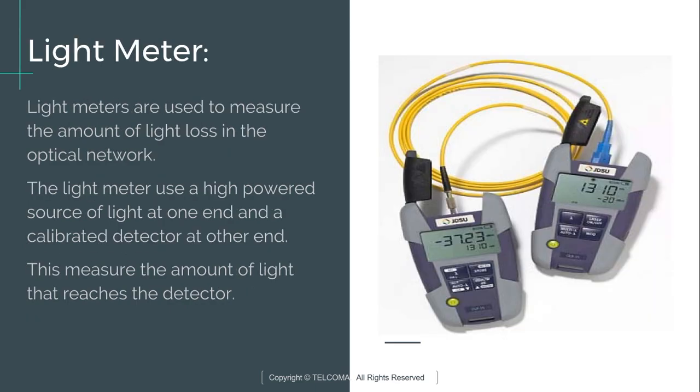The next is the light meter. The light meter is also used with optical fiber cables. It is used to measure the amount of light loss in the optical network. This light loss is due to interference, like dust particles or impurities present in the glass material. To test the amount of light loss, we use the light meter. The light meter uses a high powered source of light at one end of the cable and a calibrated detector which detects the light at the other end. This measures the amount of light that reaches the detector.